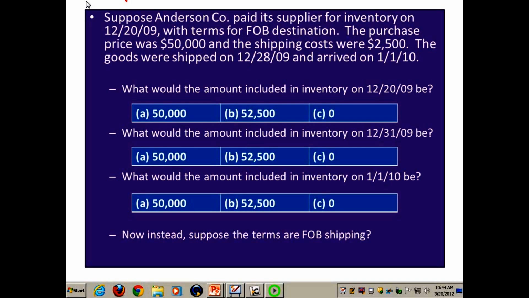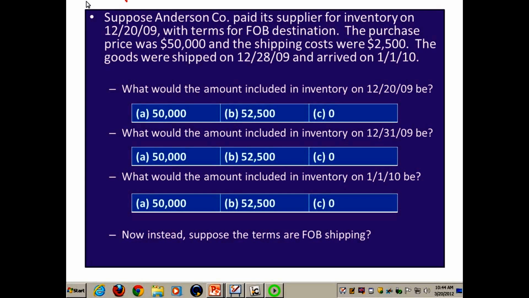All right, so now we're just going to try and make sure everybody is completely solid on FOB shipping versus FOB destination, what the differences are, what the products are. Yep. I don't have it. I'll bring some next class, all right? I'll assume you're not participating for just that reason.